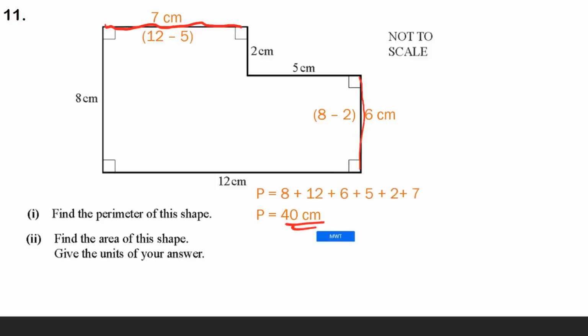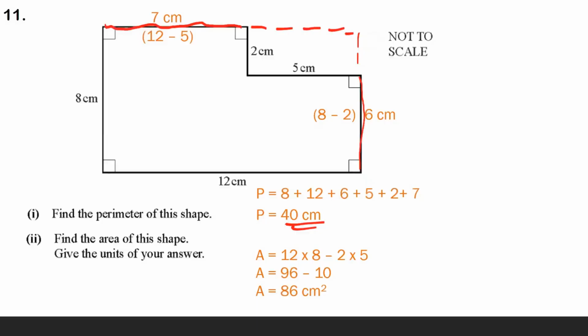For the area, I took the bigger rectangle and subtracted the smaller rectangle. So the bigger rectangle is 8 by 12 minus the area of the smaller rectangle, that is 2 times 5. 8 times 12 is 96 minus 10. That gives you 86 square centimeters. That is your final answer.